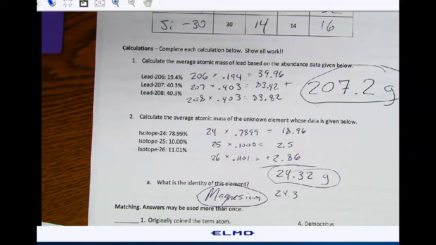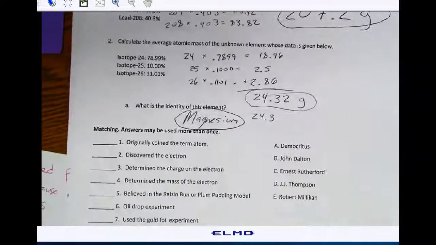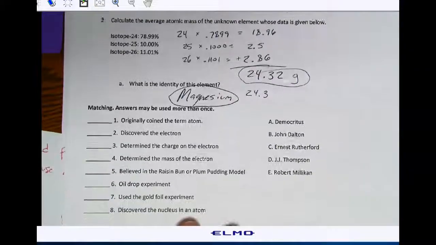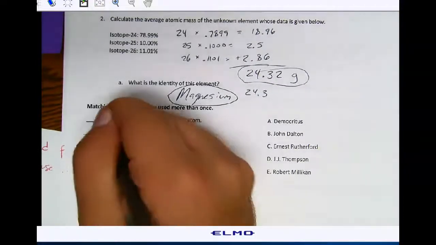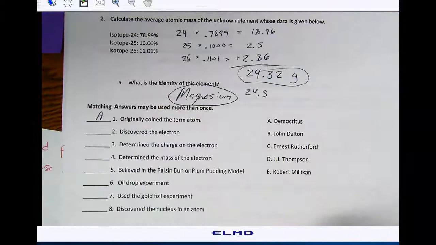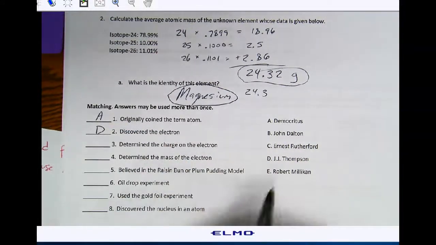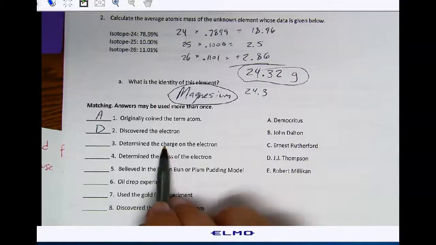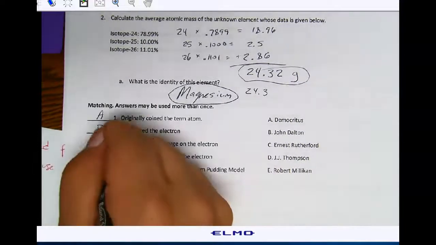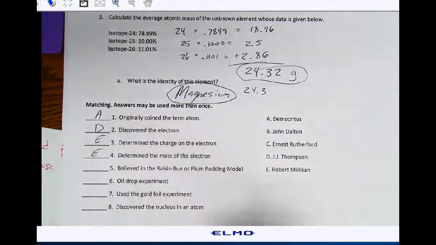Okay. Now, final questions at the end. Who coined the term atom? Well, that was known as Democritus. Who discovered the electron? That was J.J. Thomson. Okay. Who determined the charge and mass? Well, charge is this one. That was Robert Millikan, but he also found the mass.